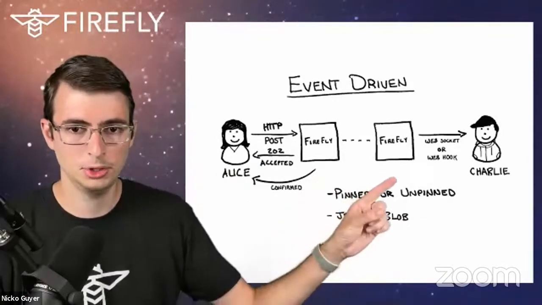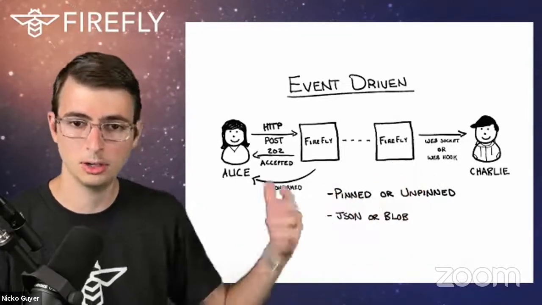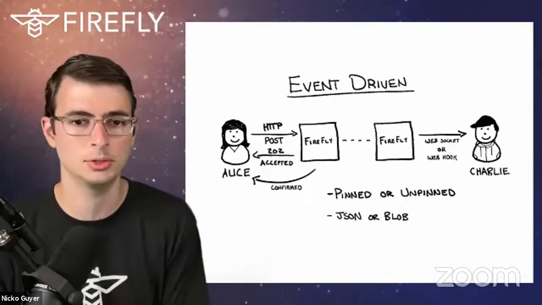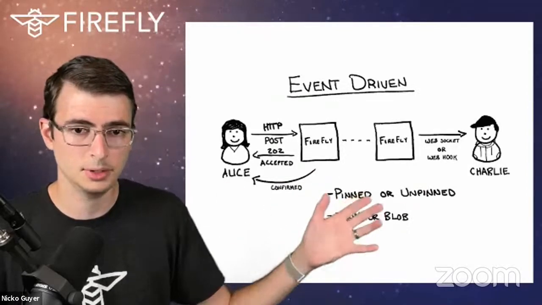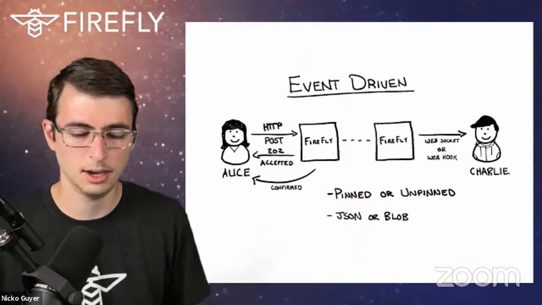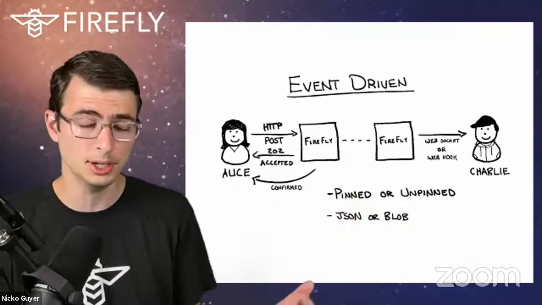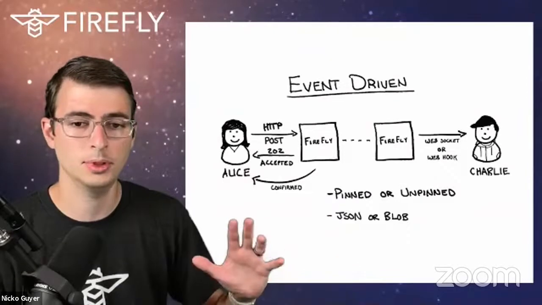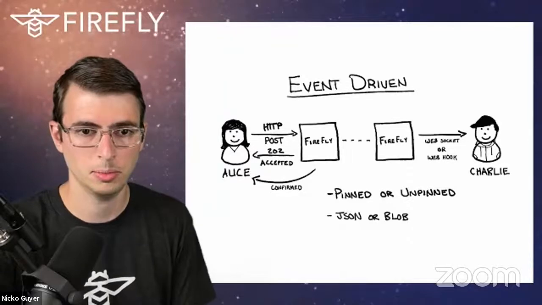At some point in the near future, Charlie's Firefly node receives that message and then sends the message to Charlie. It could come over a WebSocket or a webhook, depending on what Charlie's application is set up to receive. Once Charlie has received and his Firefly node has processed the message, Alice will get a confirmed event back, and that's how she can be assured that Charlie has received this message, and whatever he decides to do with it at that point is up to him. Like we talked about, these can be pinned or unpinned. The data could be JSON or blob, and all of those things apply here in the event-driven model.